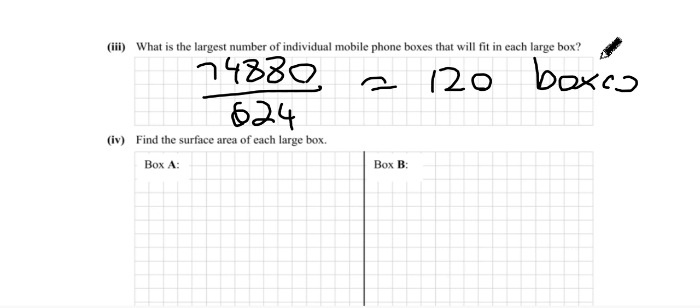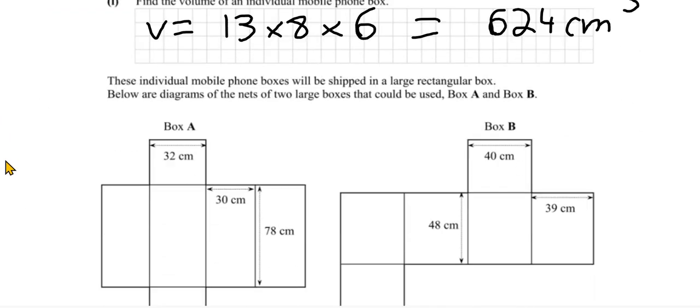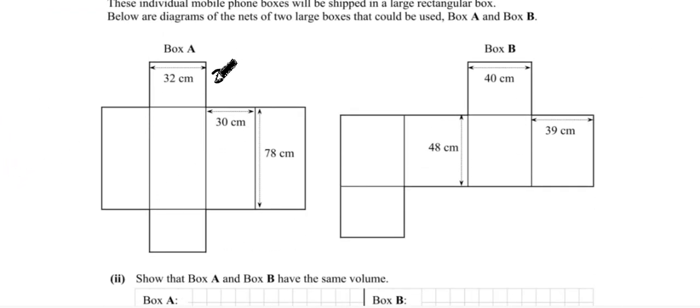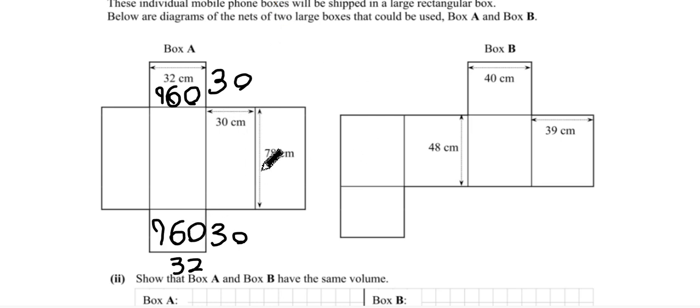Now, find the surface area of each large box. You ready for this? I'm going to go back to my diagram here, and we're going to do it like so. Ready? What's 32 multiplied by 30? 960. That's another 32 by 30, which is another 960. What I'm going to do is 30 multiplied by 78. What's 30 multiplied by 78? 2,340, anybody?